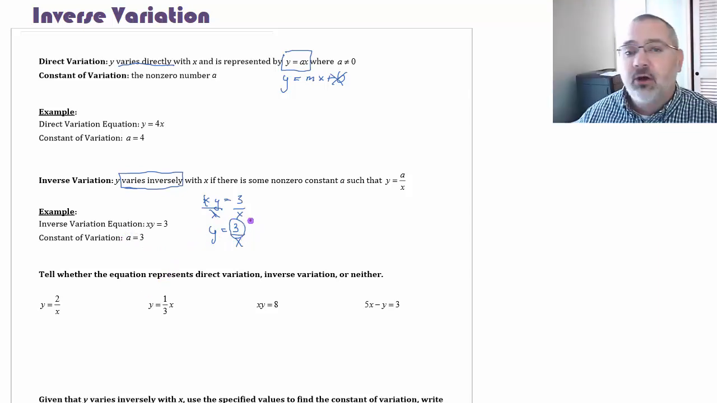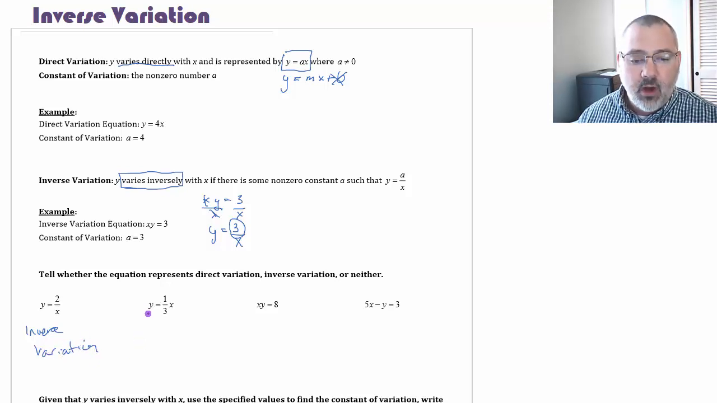Now, how can we tell whether or not we have a direct variation, an inverse variation, or neither? Well, let's see if we can fit the two forms. Again, direct variation is y equals a times x, and inverse variation is y equals a divided by x. So when we look at this, we have y equals some number divided by x, which fits our inverse variation.